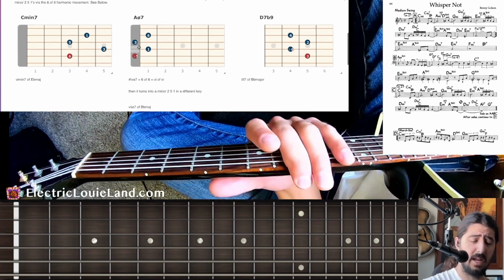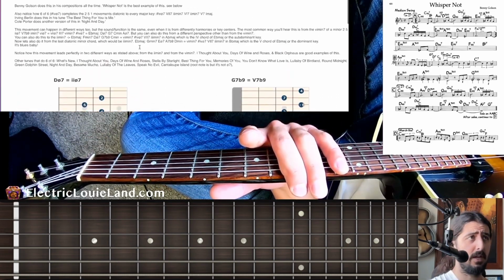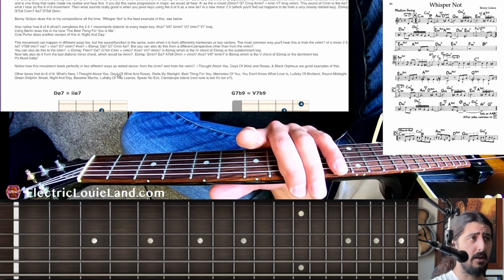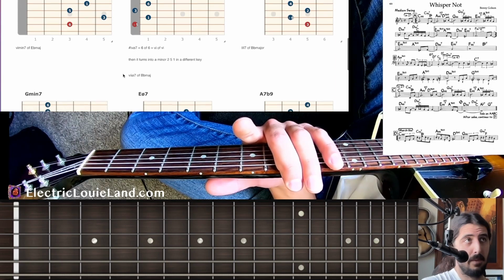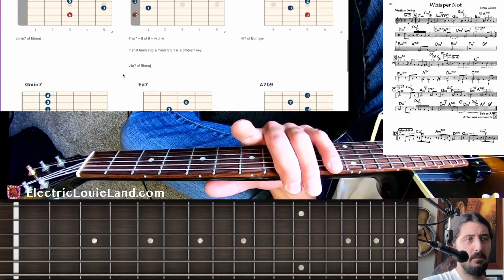And all these standards do it a lot of different ways, and we can get into that in a second, but I listed them out right here. So those are just ones I could think of. I'm sure there's many more. But it's a very common movement.